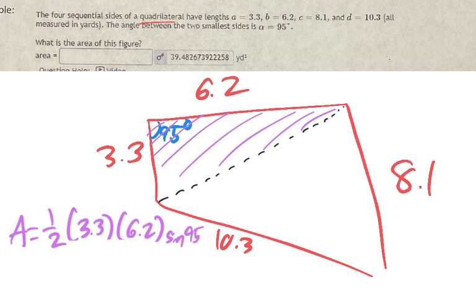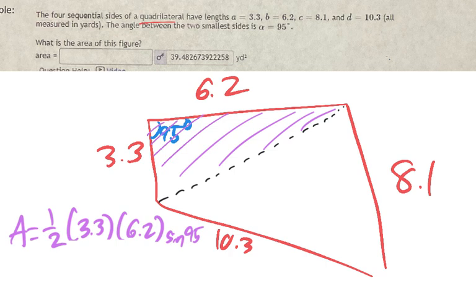Area equals 1/2 b times c times sine of alpha. Whenever you have side-angle-side, we can do that. So that will find the area of the purple section. Can I do that same thing with the other section that's not filled in? Well, I know two sides, but do I know the angle between them? No.